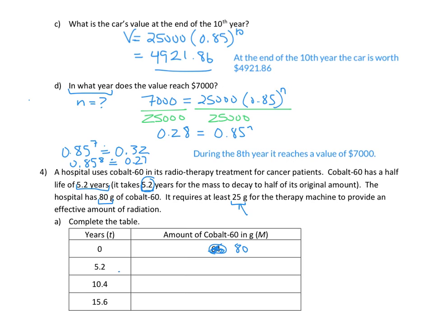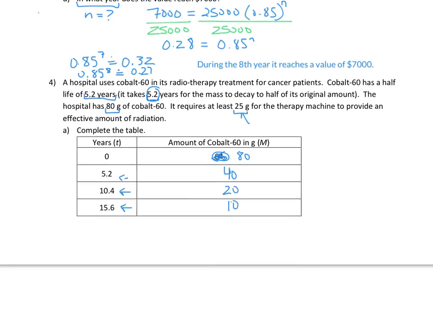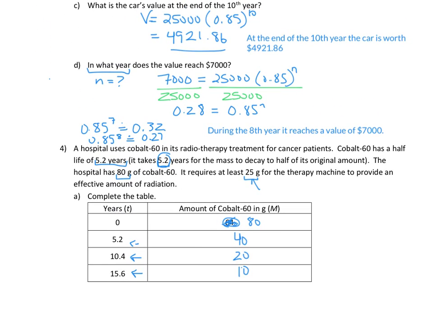So in 5.2 years, that mass is cut in half. It's now 40 grams. And then cut in half again another 5.2 years later. So now there's 20 grams. And then another 5.2 years later, it's cut in half again. It's now down to 10 grams of cobalt. So now I need to add another page here to finish up this example.